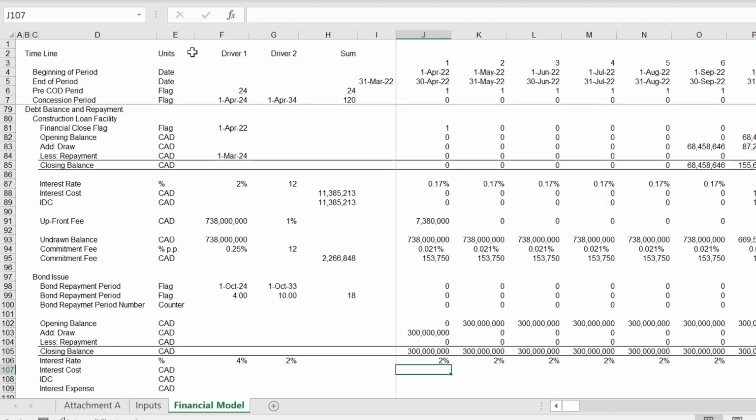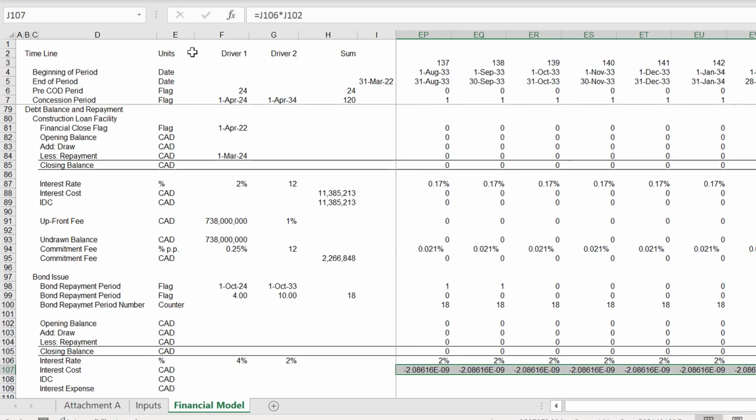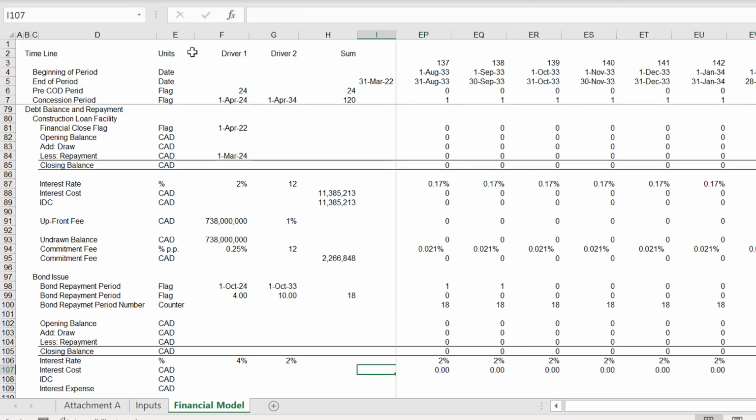And then we put our interest cost as the interest rate multiplied by the opening balance. Okay, and we put that.